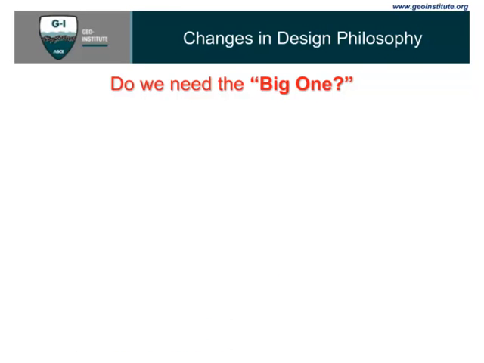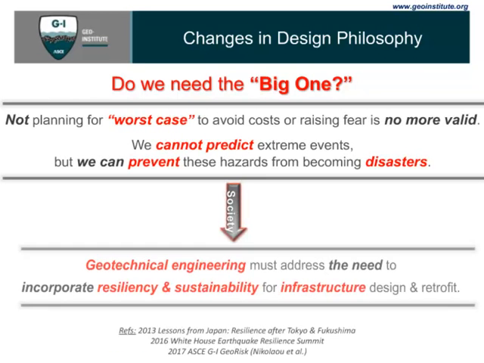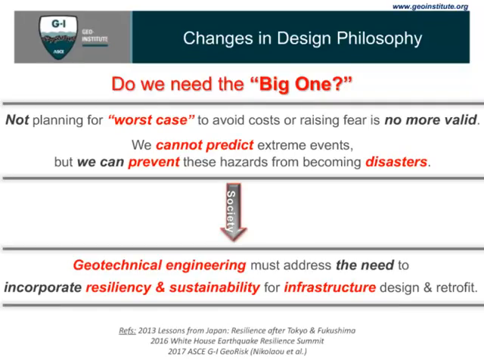So often, society pushes us to make changes. In the major recent events, I think it is evident that we should do more than trying to work with a worst case, big one, that can be a black swan that is hard to predict. Rather, we should try to prevent hazards from becoming disasters by proper engineering and thinking differently. Particularly, society is pushing that, and that involves geotechnical engineering: resiliency and sustainability need to be included in infrastructure design and retrofit. So how do we do that?